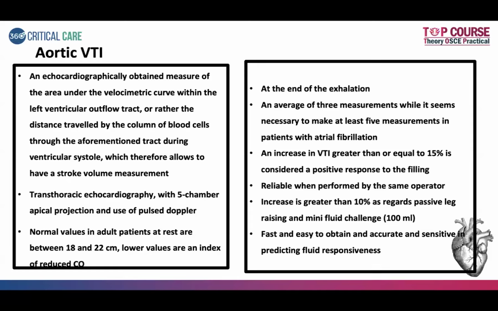So you see a 5-chamber view. You find out the aortic, that is the left ventricular outflow tract, that is the aortic valve position, and then you use a pulse Doppler. And then at the end of expiration, you measure the velocimetric curve. The normal values are considered to be 18 to 22 centimeters. Any value lower than this is an index of reduced cardiac output.